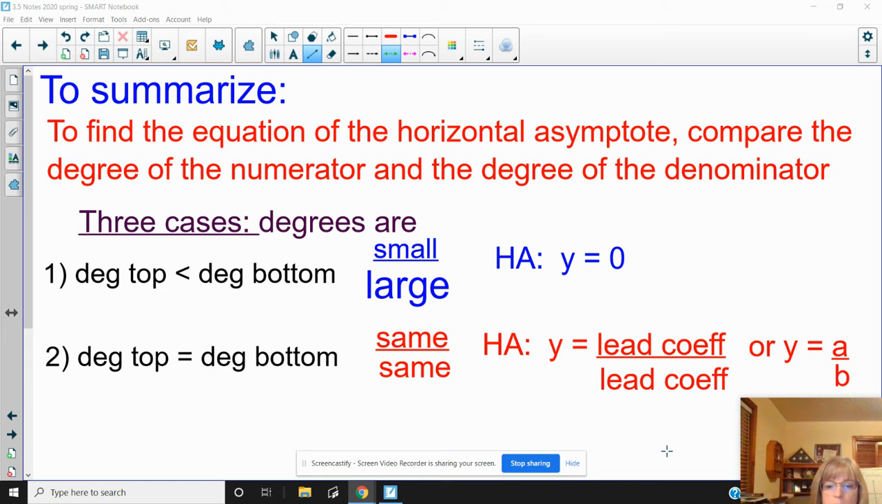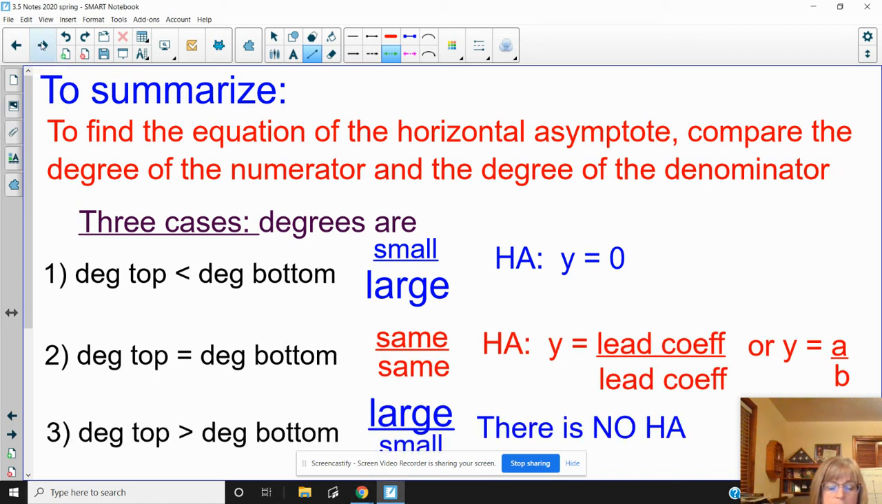So this is where our book calls this y equals a over b. And what they mean by that is the leading coefficient of the numerator divided by the leading coefficient of the denominator. And the last case is if the degree of the top is greater than the degree of the bottom, in other words, large over small, then we don't have a horizontal asymptote. We have an oblique or a slant asymptote. And again, we're not covering that in this class.